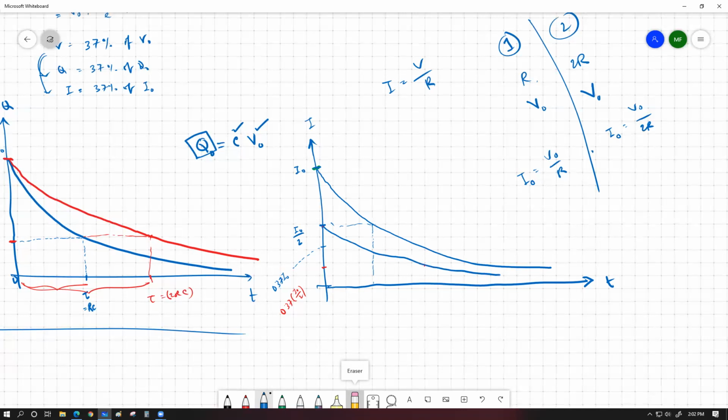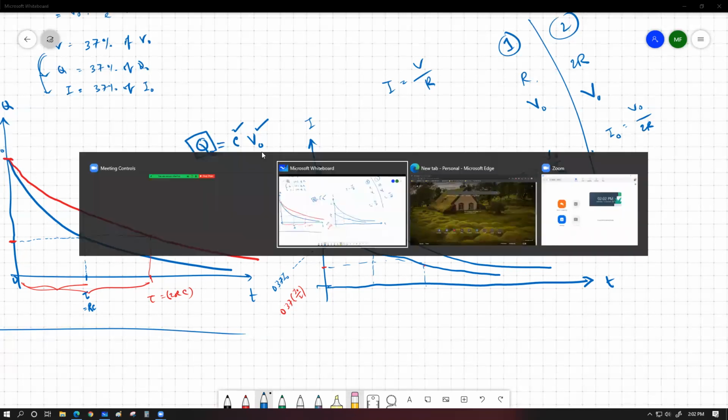I'm making a mistake here. Just a second. I'm messing up something. What am I messing up? The time constant is going to be double. So I naught by I naught is going to be double.